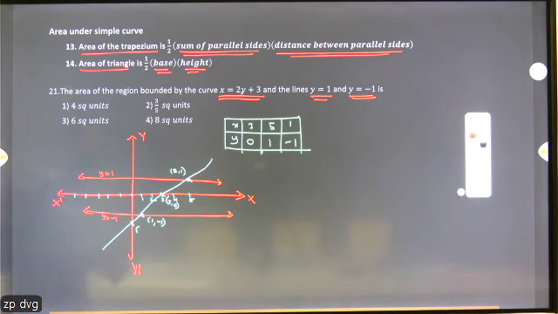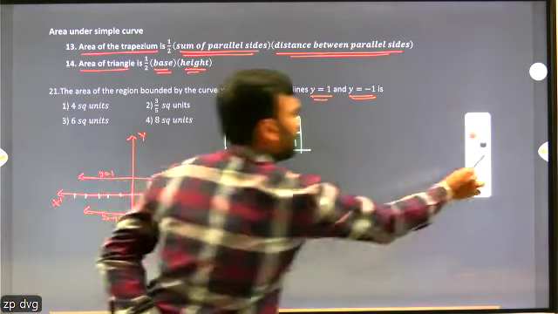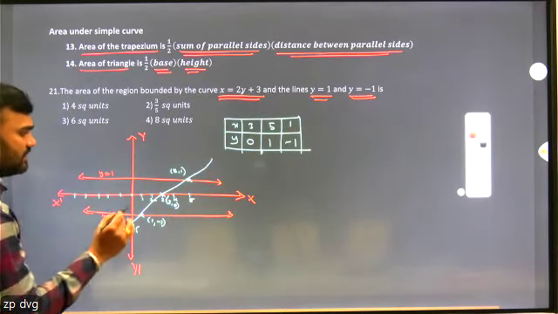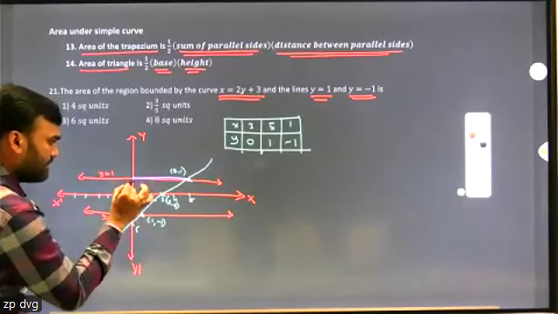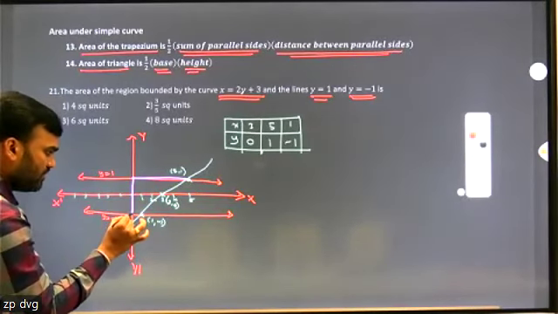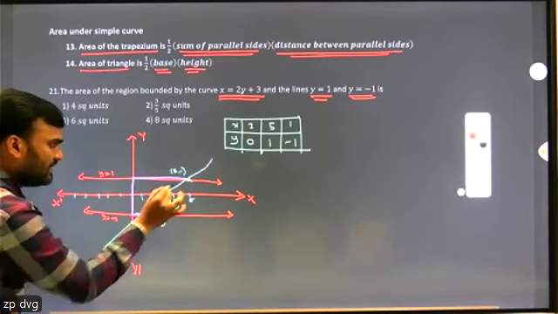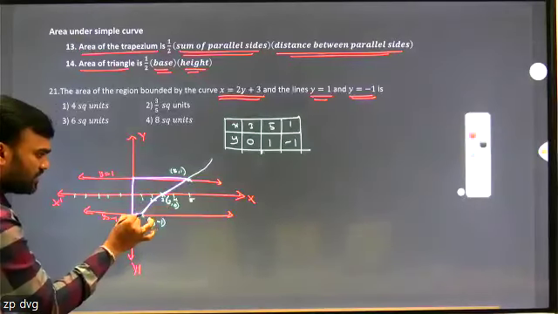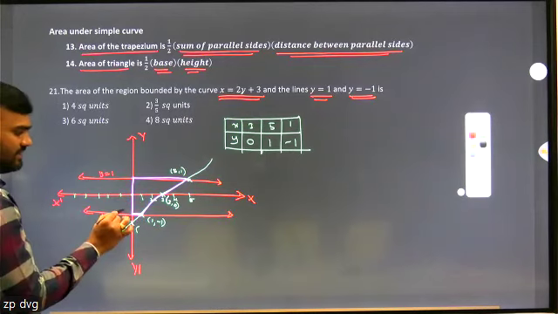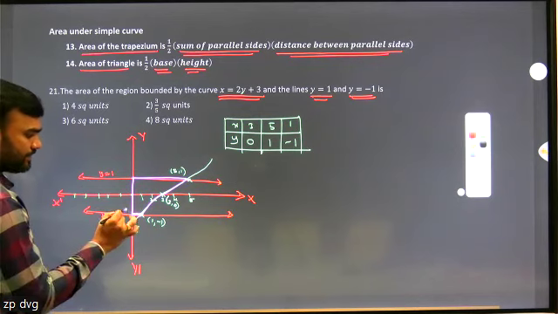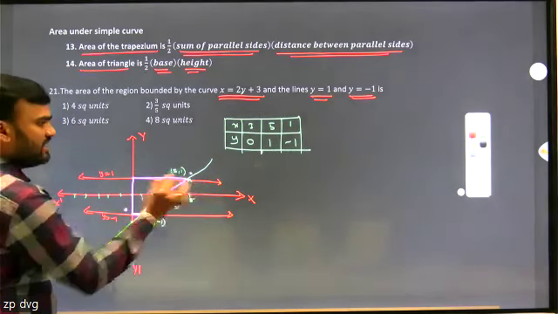Now what shape has formed for us? See what has formed. I have to find out this area. Now it looks like the area of a trapezium, a four-sided figure, A, B, C, D.